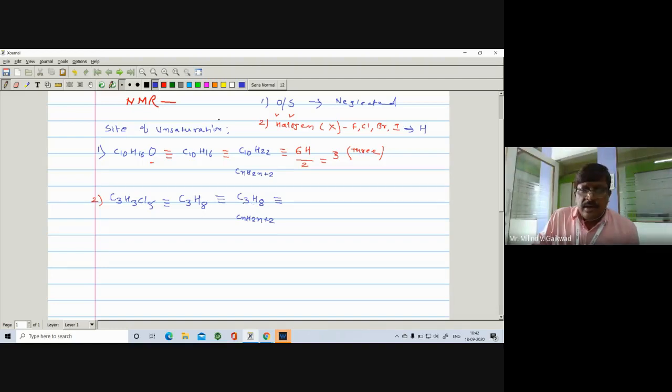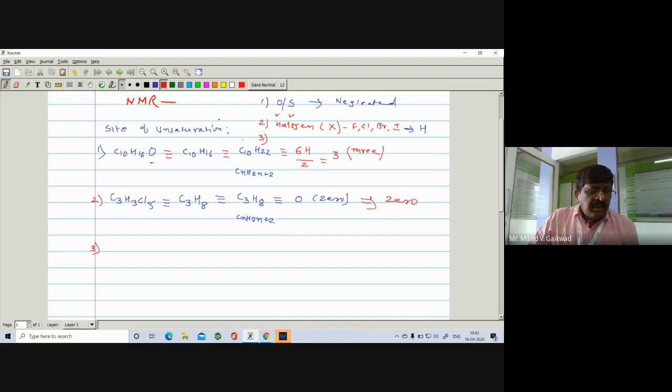And you get zero hydrogen atoms. As it contains zero hydrogen atoms, there is no need to divide by 2, because it is 0. Means here the site of unsaturation is 0. It does not contain any double bond or a ring. Okay, so you have seen the second example.